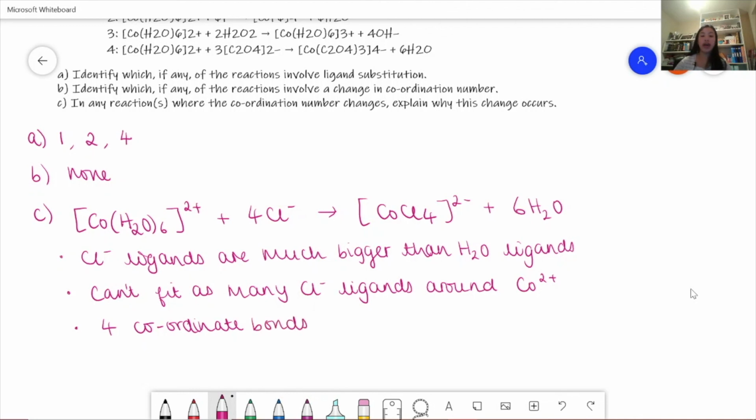And so it forms a tetrahedral shape. And because it's only got 4 coordinate bonds, that means its new coordination number is 4. So the coordination number goes from 6 to 4.